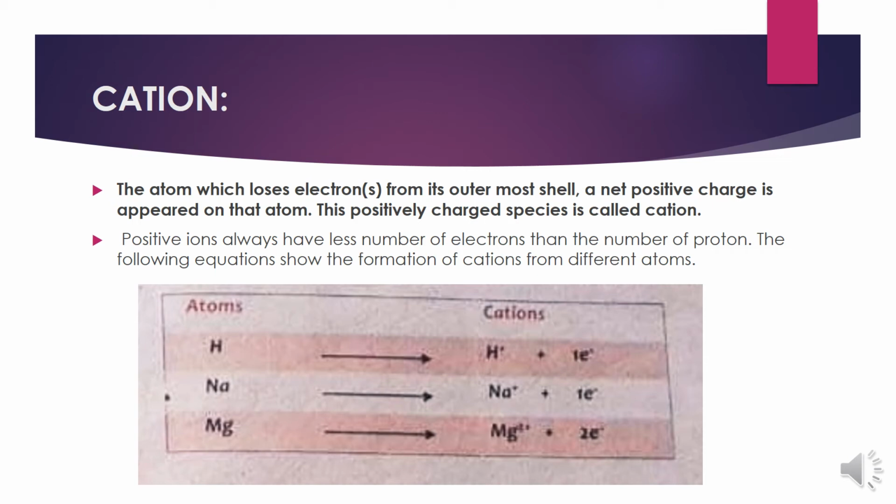Magnesium atomic number is 12, so distribute the electrons: 2 in the inner shell, 8 in the second shell, and 2 in the outer shell. So it will lose 2 electrons, and after losing 2 electrons, the charge will be 2 plus. Why 2 plus? Because there are 2 more protons than electrons overall present in the nucleus, so a 2 positive charge will come on the magnesium ion.